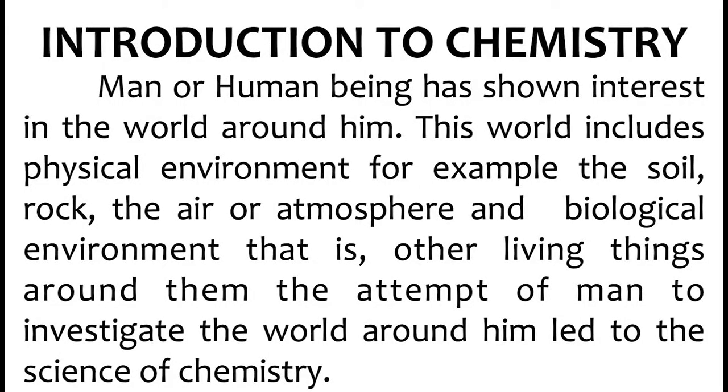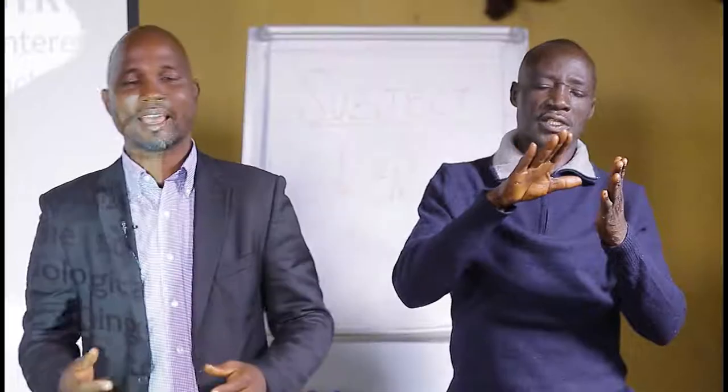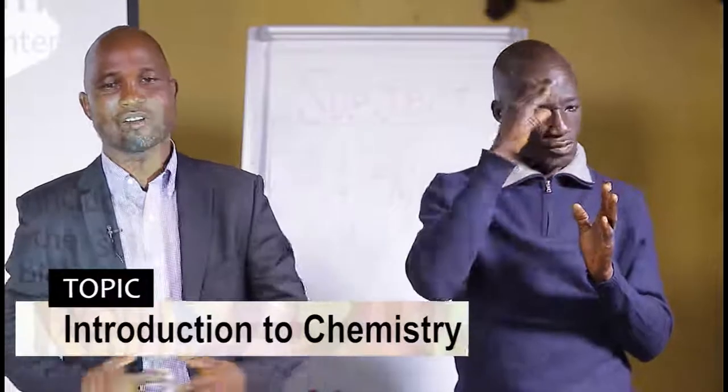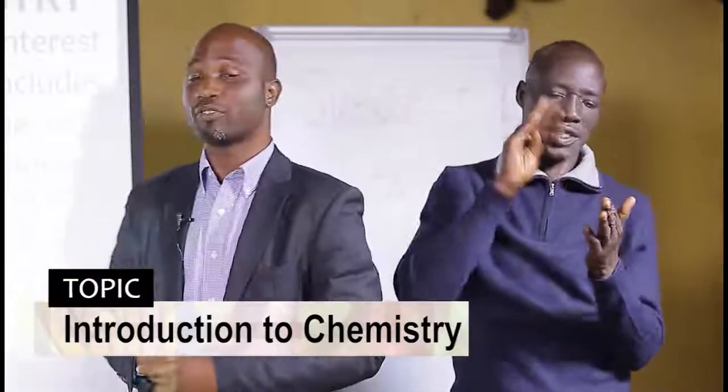Man, or human being, has shown interest in the world around him. This world includes the physical environment, for example, the soil, rock, the air, atmosphere, and the biological environment, that is, other living things around them. The attempt of man to investigate the world around him led to the science of chemistry. Like I said, the attempt by man to study things that happen around him led to the study of chemistry.